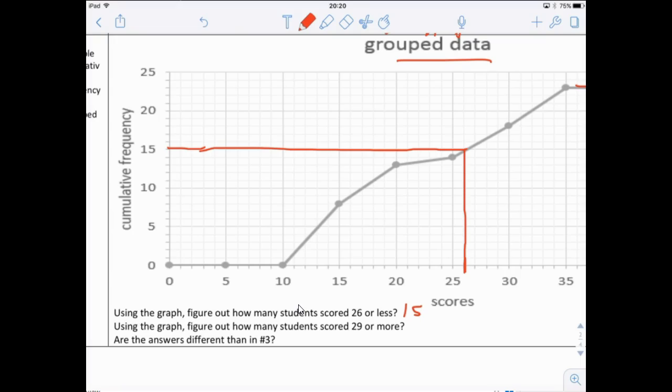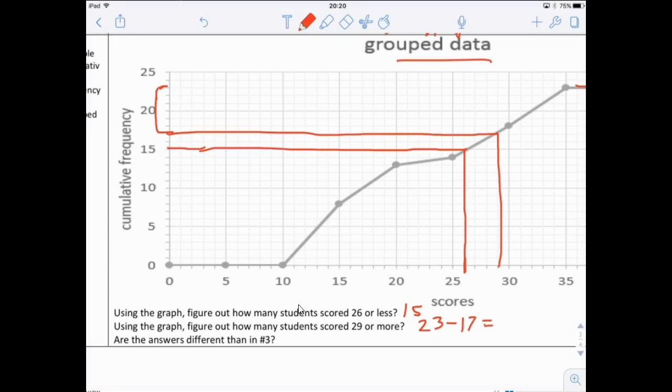Then it says use the graph to figure out how many students scored 29 or more. Just like before, I'm going to draw a vertical line at 29. When I hit the line, I'm going to go to the left, and then I hit the vertical axis at 16. So how many people actually scored 29 or more? That would be from person number 17 to person number 23. So it would be 23 minus 17, which is going to be 6.